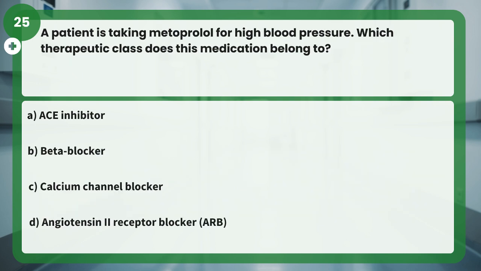Question 25. A patient is taking metoprolol for high blood pressure. Which therapeutic class does this medication belong to? A. ACE inhibitor. B. Beta blocker. C. Calcium channel blocker. D. Angiotensin II receptor blocker, ARB.